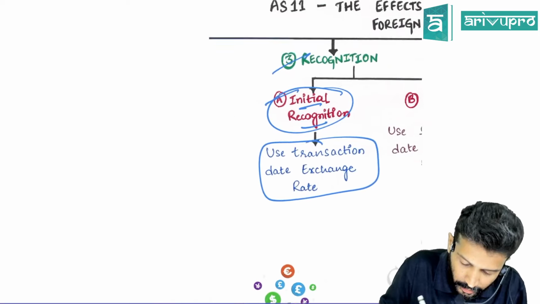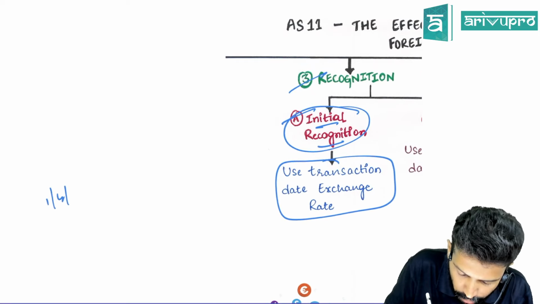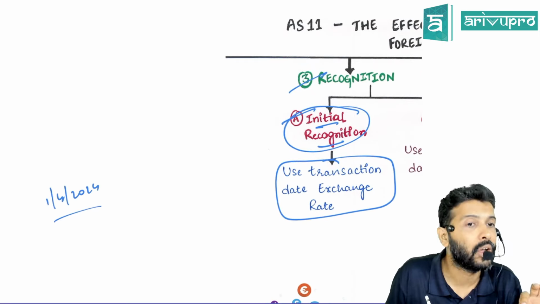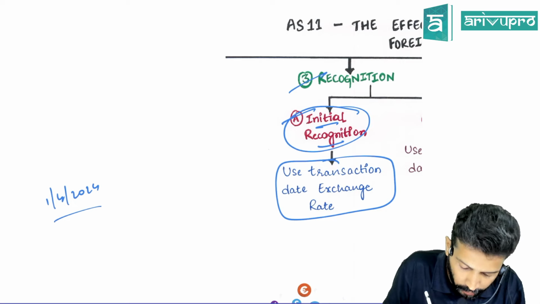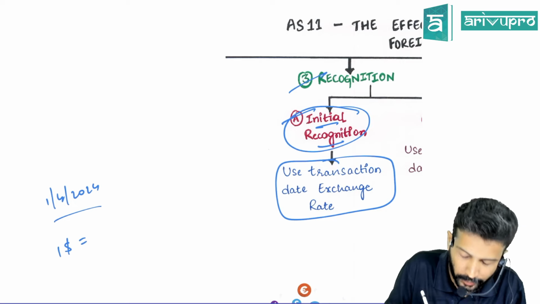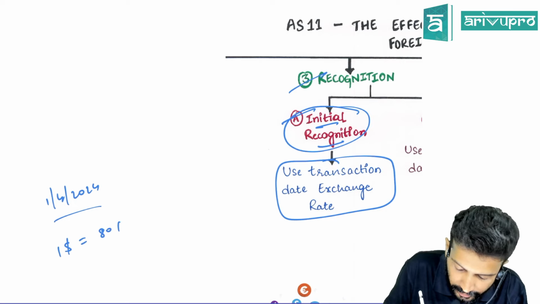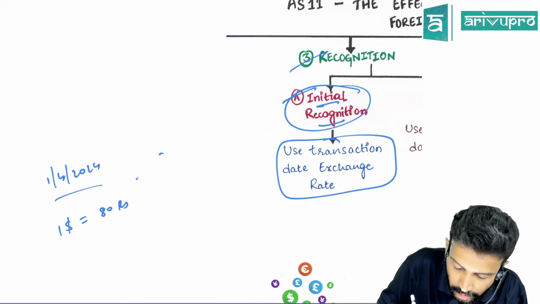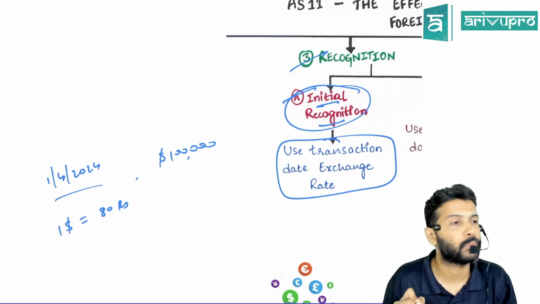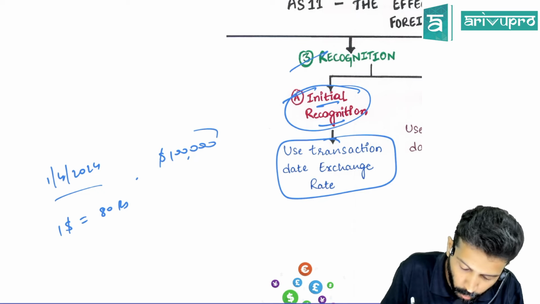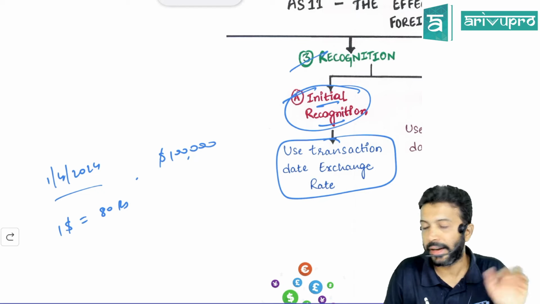Meaning, let's say I sold goods to a foreign debtor on 1st April 2024. On that particular date, the dollar value was $1 is equal to 80 rupees. And I made a sale of $1 lakh. So what will I do? This $1 is equal to 80 rupees.